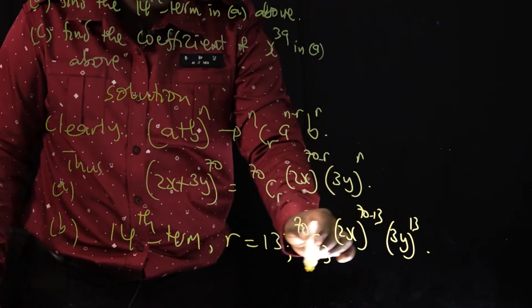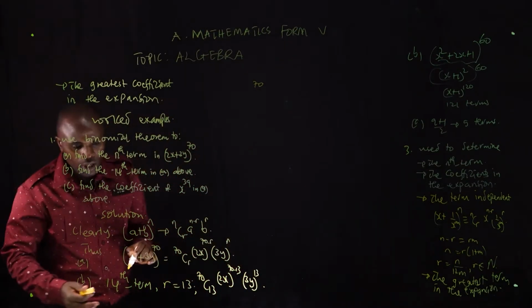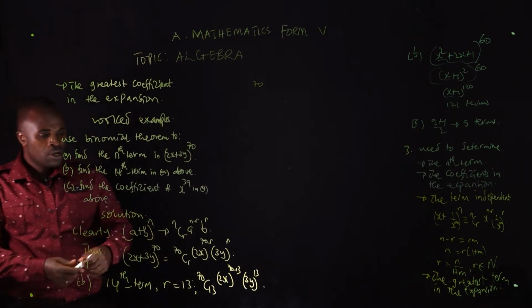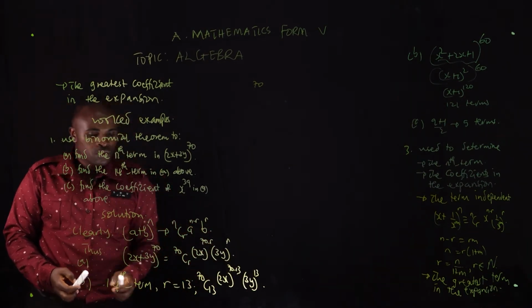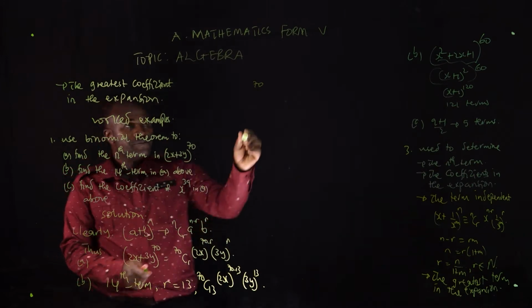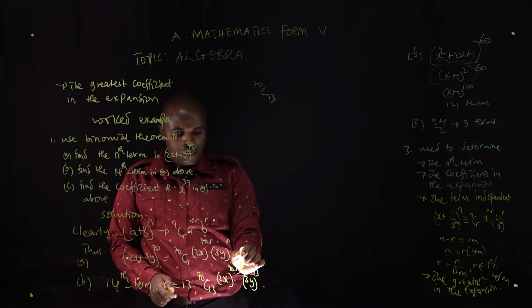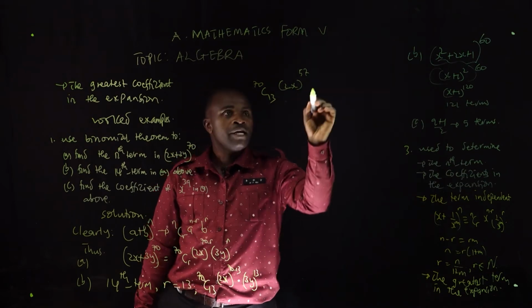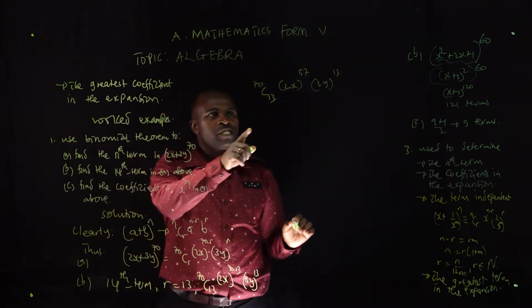Of course, we could go on simplifying this one. We have seen how it works there. To get the result, you must know the coefficients. How do we proceed there? We simply say 70 combination 13, and 70 minus 13 gives 57. So (2x)^57 and (3y)^13. This is simply the 14th term in the expansion.